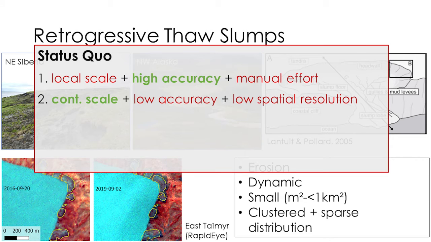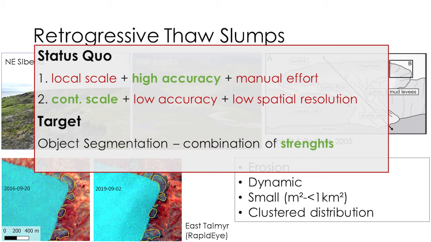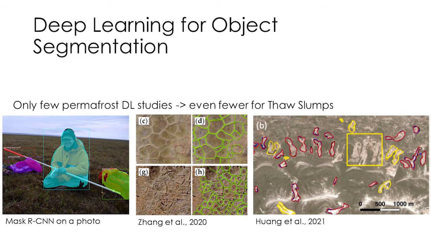Up to now, many studies covered local scale analysis with high accuracy and a lot of manual effort, but with a lack of spatial expansion and automated analysis. On the other hand, some other studies looked more at the continental scale, but with lower accuracy and lower spatial resolution data. With our analysis, we try to do object segmentation where we want the combination of all these strengths. So we want to look at large-scale analysis with a high accuracy and very little manual effort. Therefore, we're testing deep learning methodology for segmenting objects.